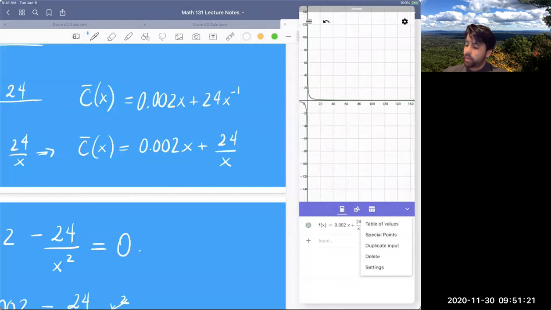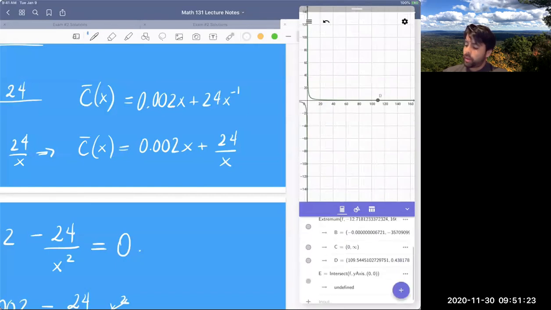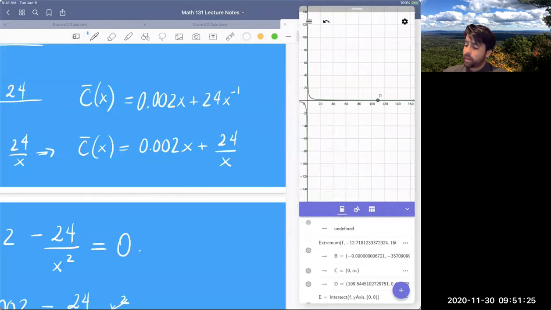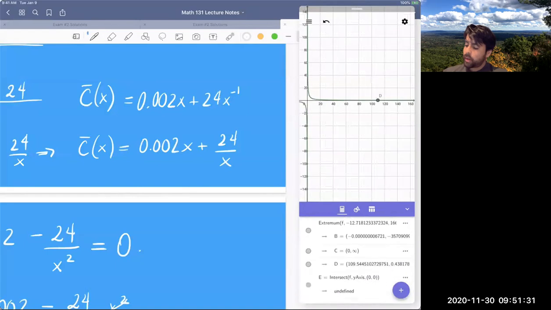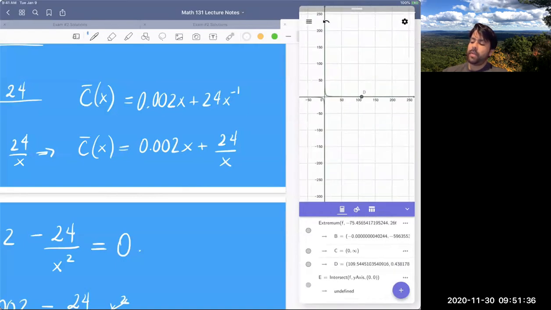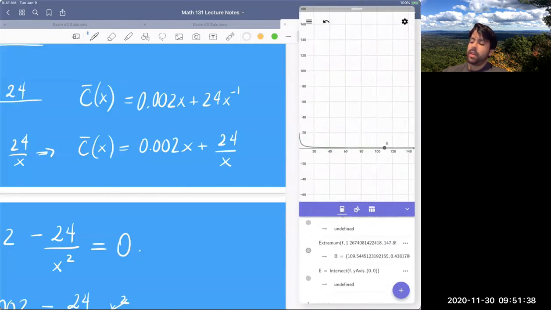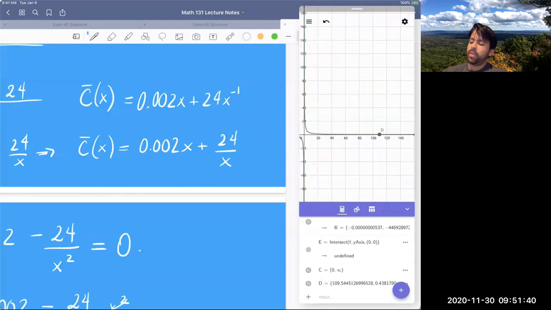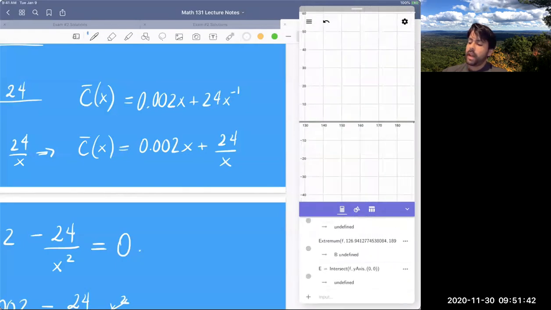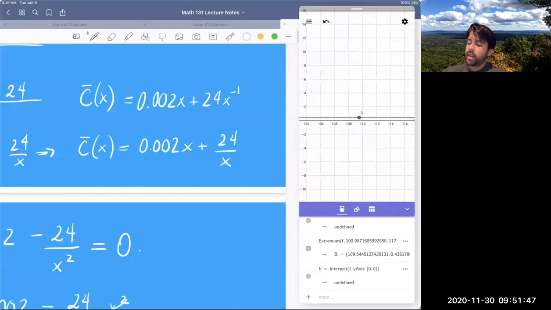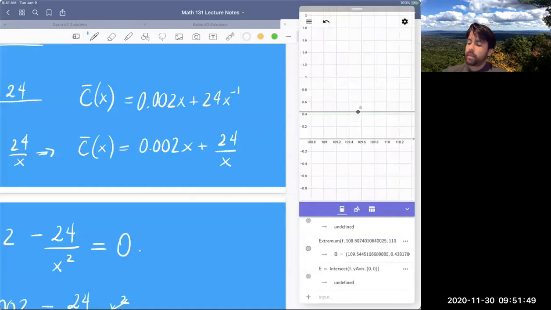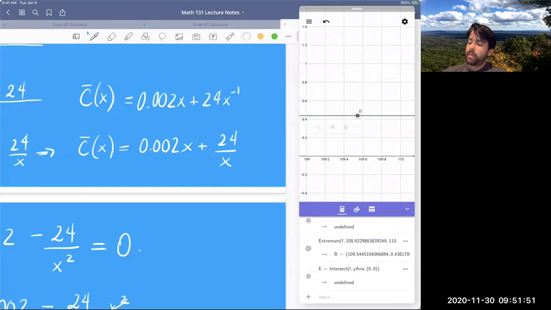Let's see what it says here. Special points. Do you see the minimum? You see how this is a very strange function because it looks as though it is always getting smaller and smaller, but actually it's not. My minimum occurs here. This is the minimum here.